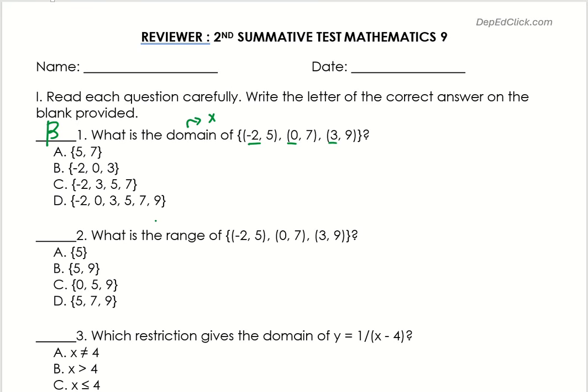-2, 0, 3. What is the range? So for range, again, that will be your y values. So we get 5, 7, and 9. 5, 7, and 9, that will be D. Kung may repeated na numbers po, isang beses lang siya isusulat.